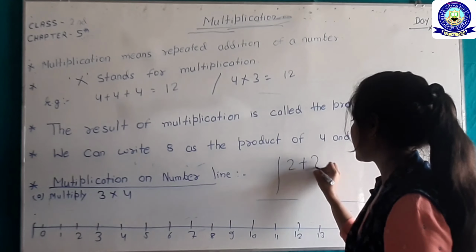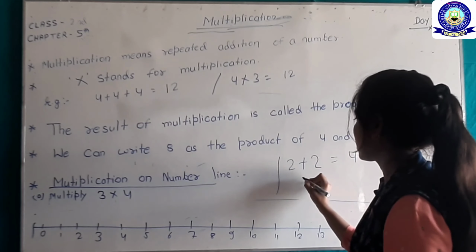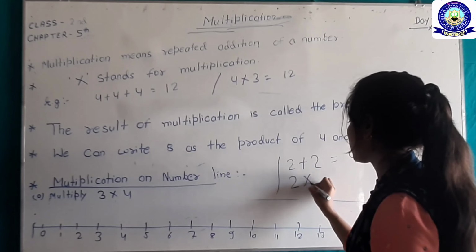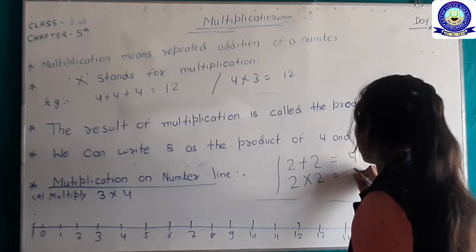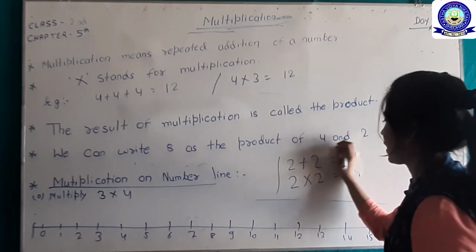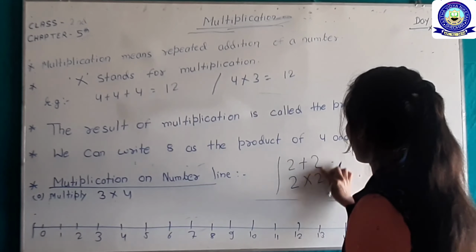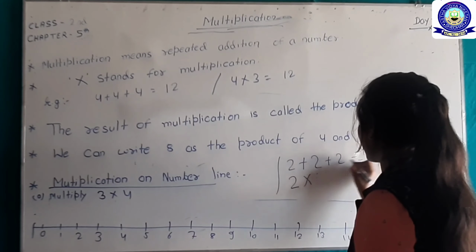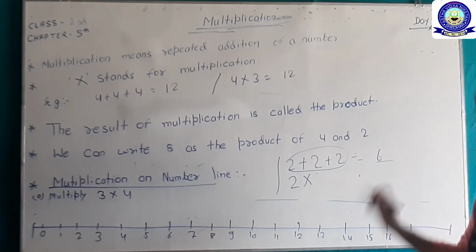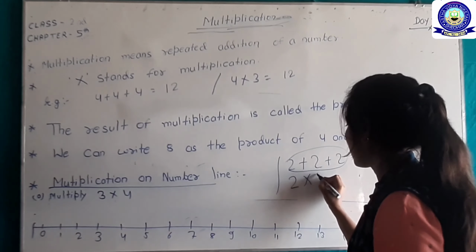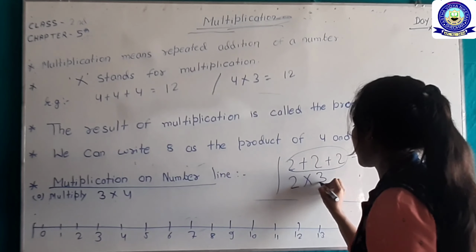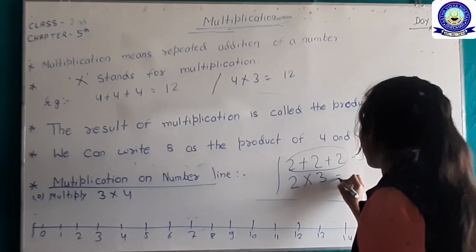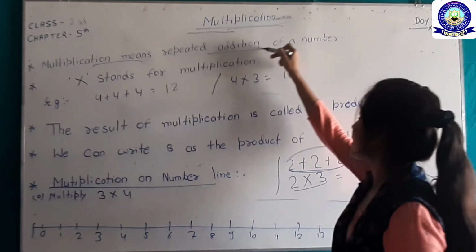When we write 2 plus 2, we get 4, and when we multiply 2 into 2, we get 4. And next, when we write 2 plus 2 plus 2, we get 6, which means we write 2 three times. 2 को 3 बार लिखे तो हमें 6 मिला. तो यहाँ we multiply 2 into 3 and we get 6. This repeated addition is called multiplication. Multiplication means repeated addition of a number.